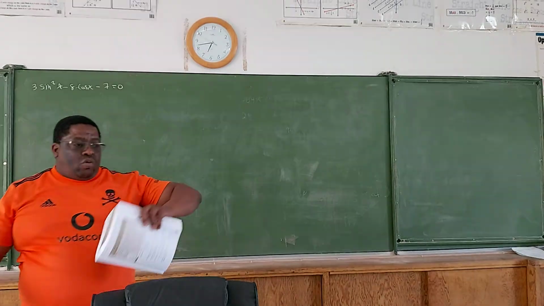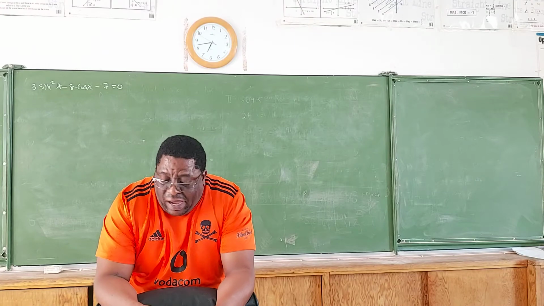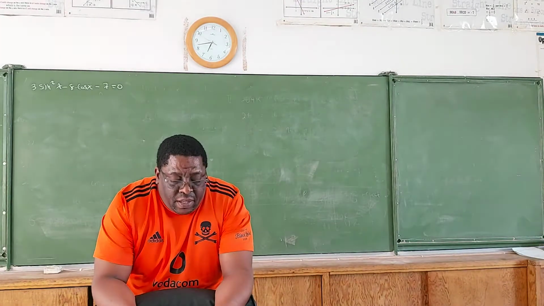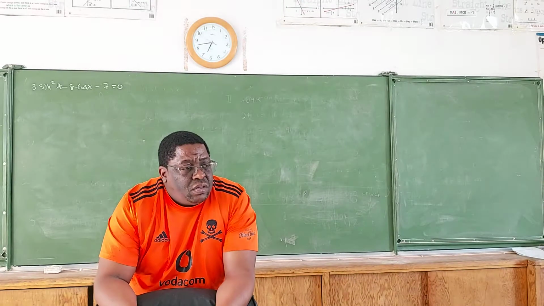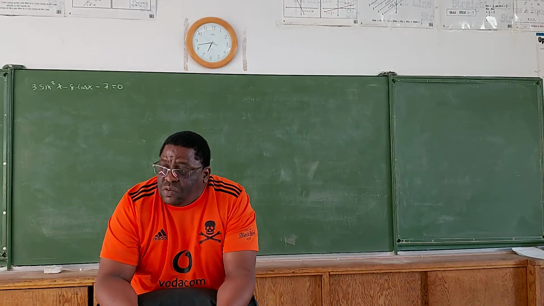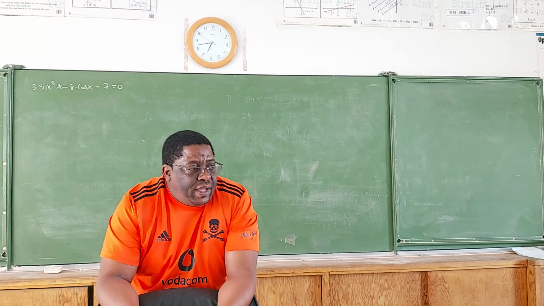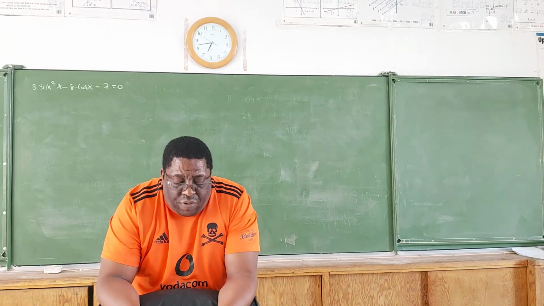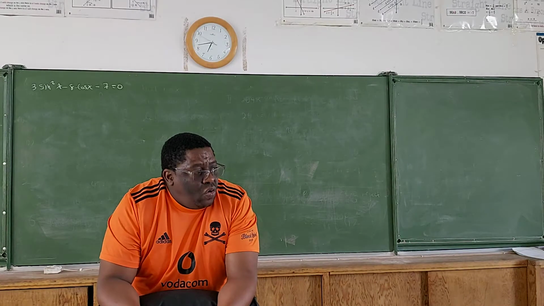Okay, so please check in your book there. There is some important information maybe you have to highlight there. It says that given that 3 sin squared x minus 8 cos x minus 7 is equal to 0, show that for real values of x, cos x is equal to negative 2 over 3.